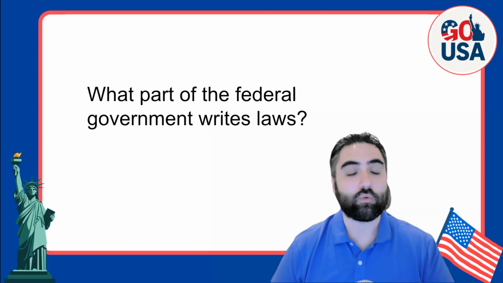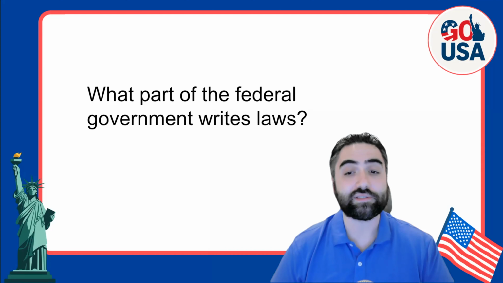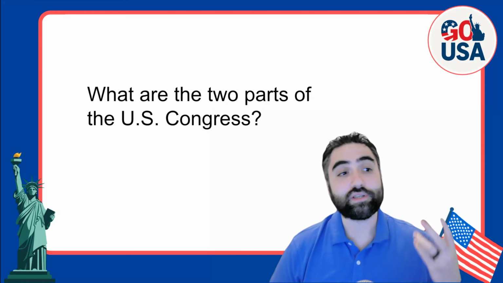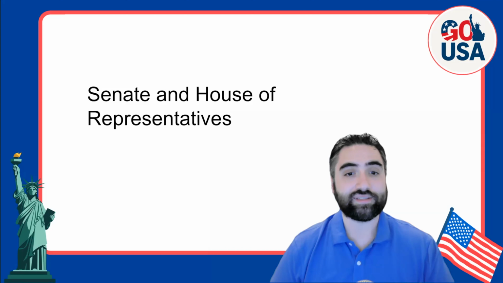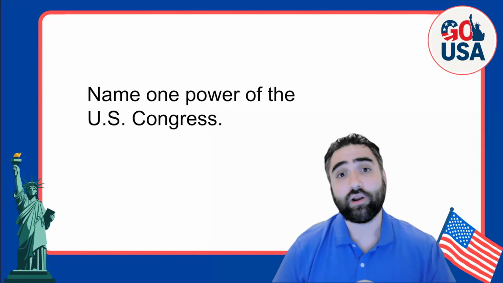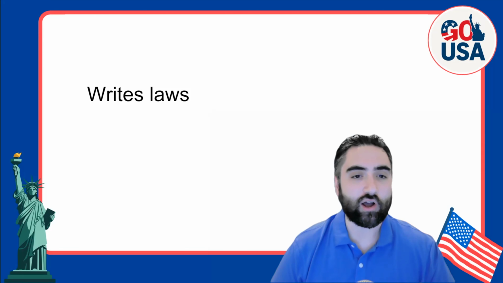What part of the federal government writes laws? That would be Congress. What are the two parts of the U.S. Congress? That is the Senate and House of Representatives. Name one power of the U.S. Congress. That is to write laws.